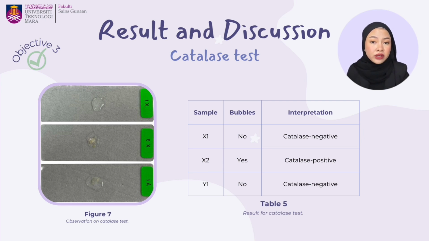Based on Figure 7, there was no change observed on sample X1 and Y1 following the addition of hydrogen peroxide. Therefore, both of them are catalase negative. However, there is a formation of bubbles observed on sample X2, indicating there is an enzyme catalase activity, making it catalase positive. Hence, we can assume that both X1 and Y1 strains are Streptococcus species.